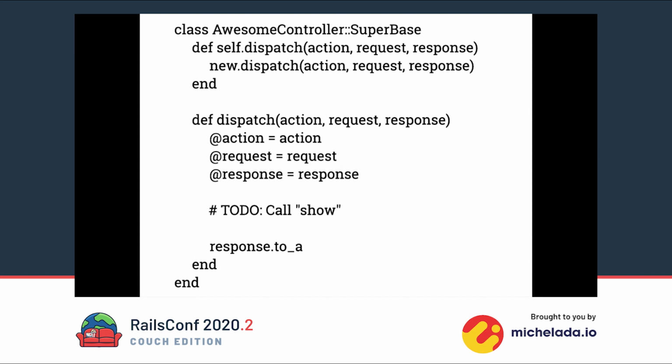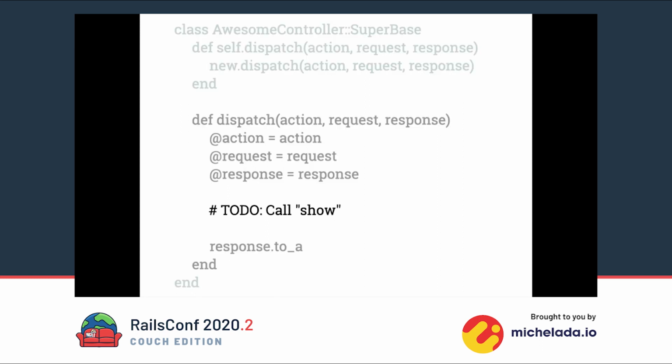So we have this instance method of dispatch. Since we have a new instance, we can save the arguments as instance methods so that we can access them whenever we need to. This will be helpful since the controller's role involves processing a request and response. Now we need to call our action.